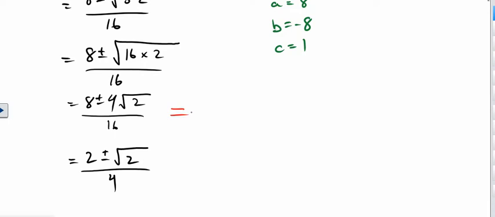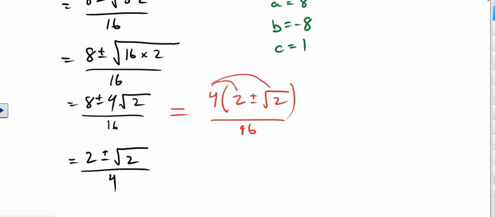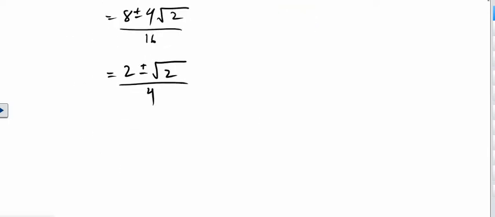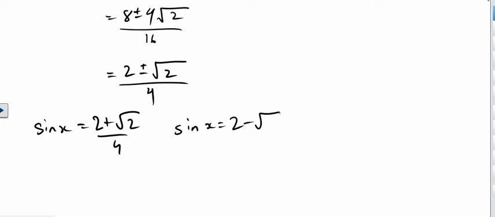So another way of looking at this, you might have done it last year, is you common factor a 4 out of the top over 16, right? Because 4 times 2 is 8, and then the 4 goes in front of that too. Okay? So what does this mean? This means sine of x equals (2 plus root 2) over 4, and or sine of x equals (2 minus root 2) over 4, right?